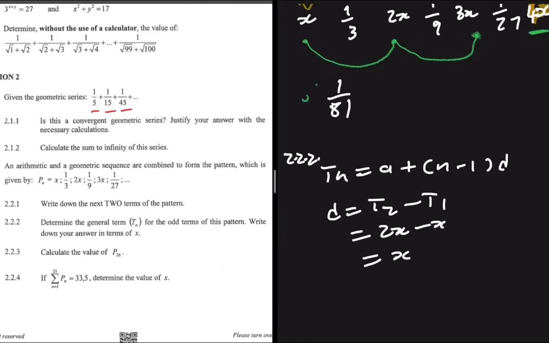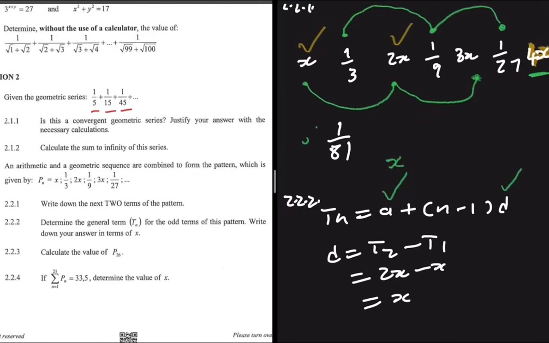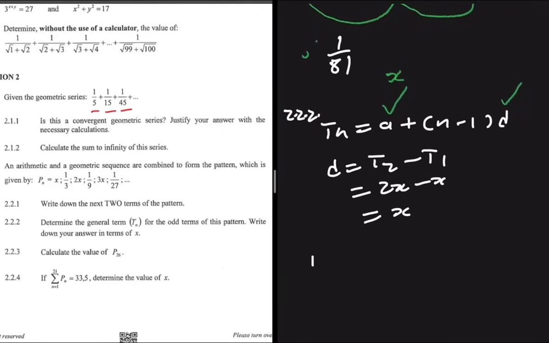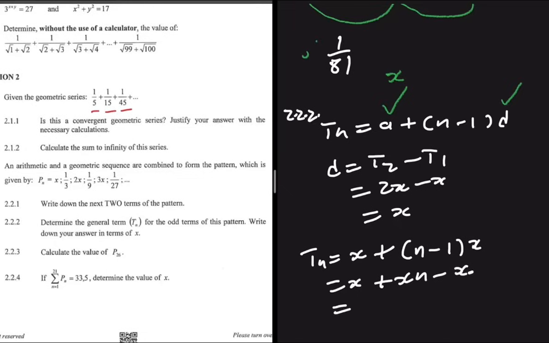So now we have d. What about a? a is the first term, that is x, so we can substitute in our equation. Tn is going to be equal to x plus n minus 1 multiplied by the difference, which is also x. So we're going to have x plus xn minus x. So Tn is just equal to xn. That is the general term for the odd terms of this pattern in terms of x.